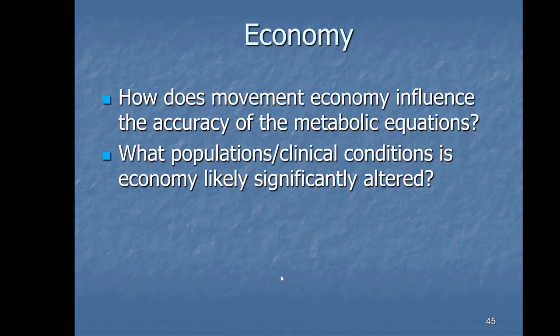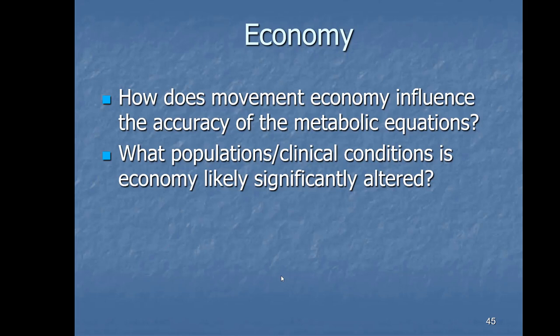They're assuming that the person has an average movement economy. But you could imagine if someone had a really poor economy of movement, the equations might be off a little bit. Or if they had a really great exercise economy, the equations might be off a little bit. Those equations were validated in just healthy adults, so anything that would alter your movement economy could alter the accuracy of those equations.